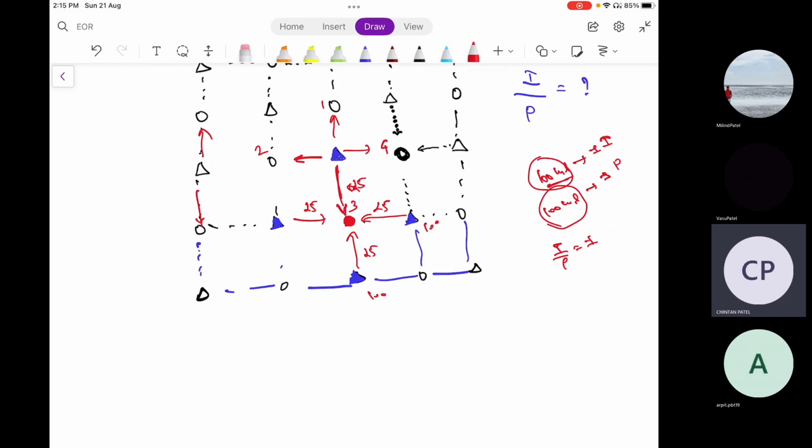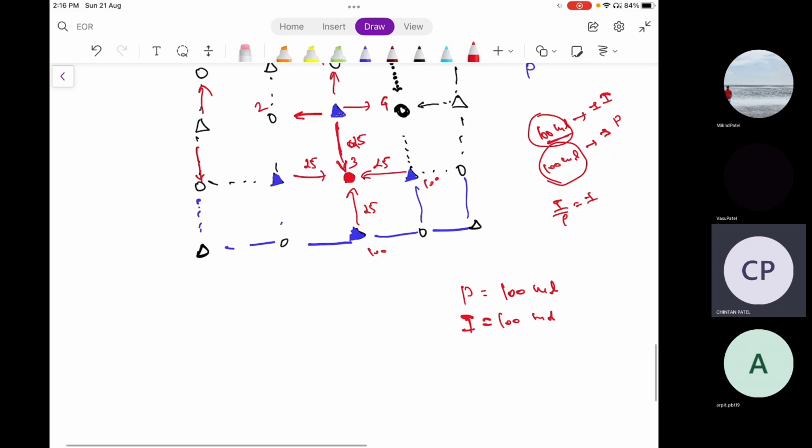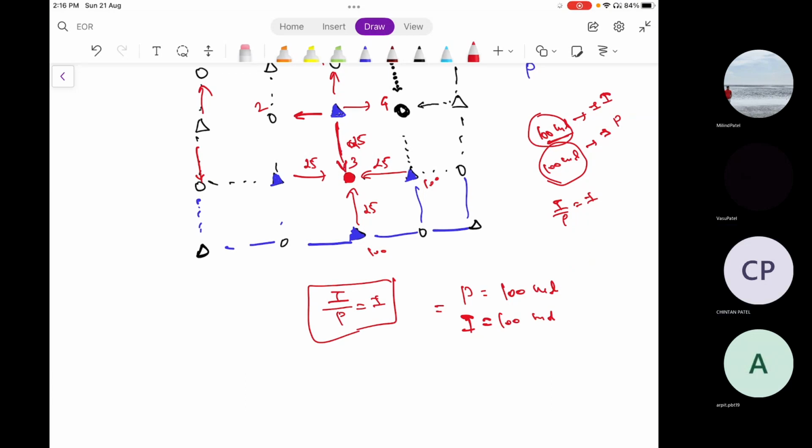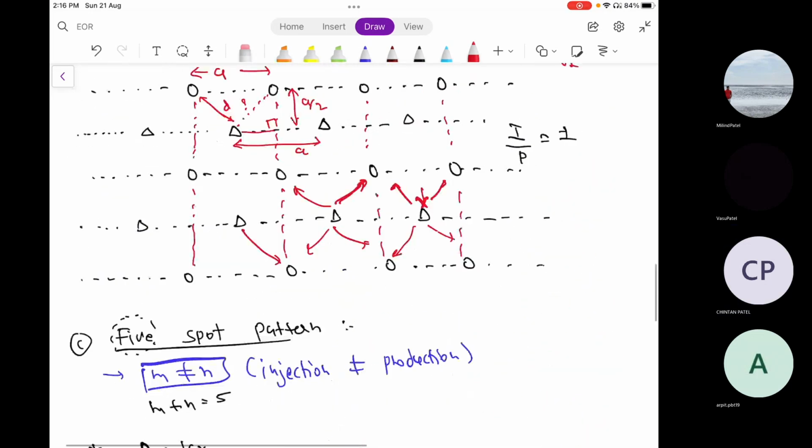What are we effectively getting from the production well? From one single production well we are taking 100 ml of fluid, and from one particular injection well, how much are we injecting? 100 ml. Okay, we put 100 in this, 100 in this, 100 in this, 100 in this, so it means the effective I to P will be one itself. Okay, understood this? So effectively, if we are injecting 100 ml, then from each production well we will get 100 ml.